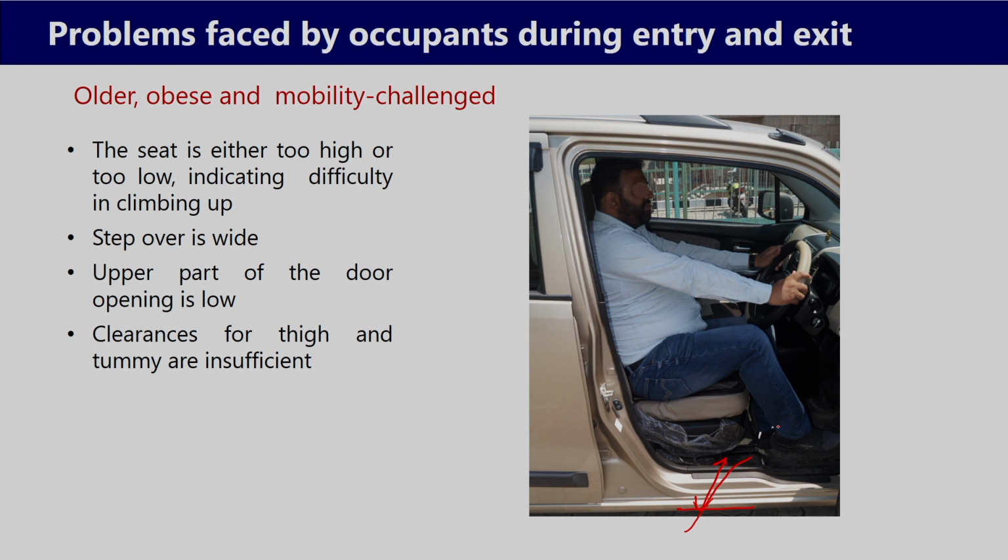The upper part of the door opening is small, because they need to bend forward, lean and then enter the vehicle. Then clearances for the thigh and tummy are insufficient. If the driver is obese, what will happen? Although they are adjusting the seat, the available space between the steering wheel and the thigh and the driver's stomach is relatively less for them.